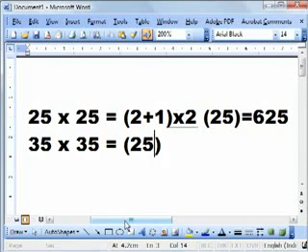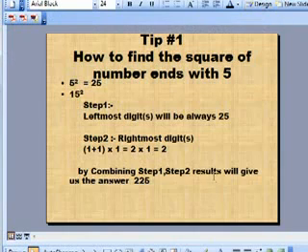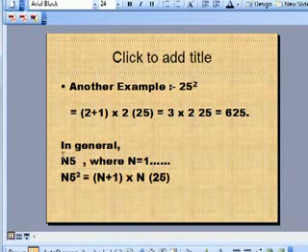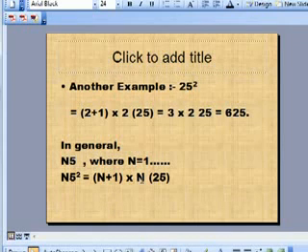Straight away you can write the last figures, 25. For the first figure, 3 plus 1 gives me 4. 4 into 3 is 12. So the answer is 1225. This is what I have mentioned here in the slide. In general, for a number that ends with 5, where n can be 1, 2, 3, etc., n5 square is equal to n plus 1 multiplied by n. That gives us the first part of the result, and the last part will always be 25.